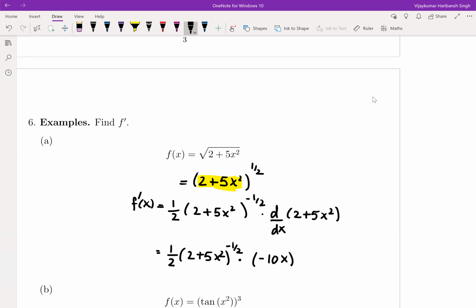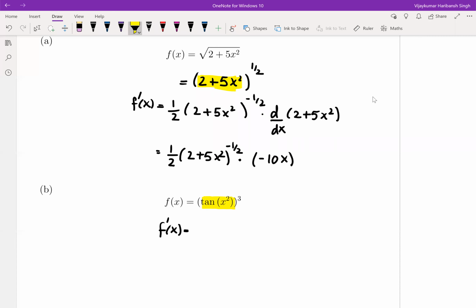Let's move on to the next one. Again, in this case, f prime x. So the first part you should, yeah, that's fine. That's right. Yeah, that's correct. Sorry, my bad. This is going to be 10x, not minus 10x.